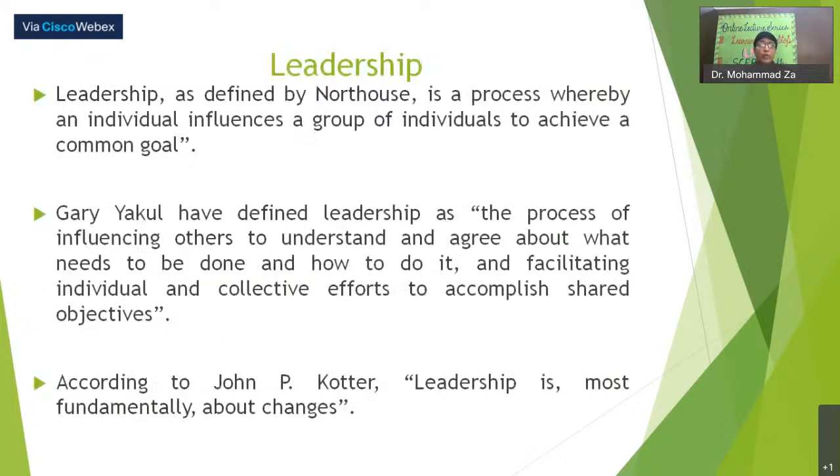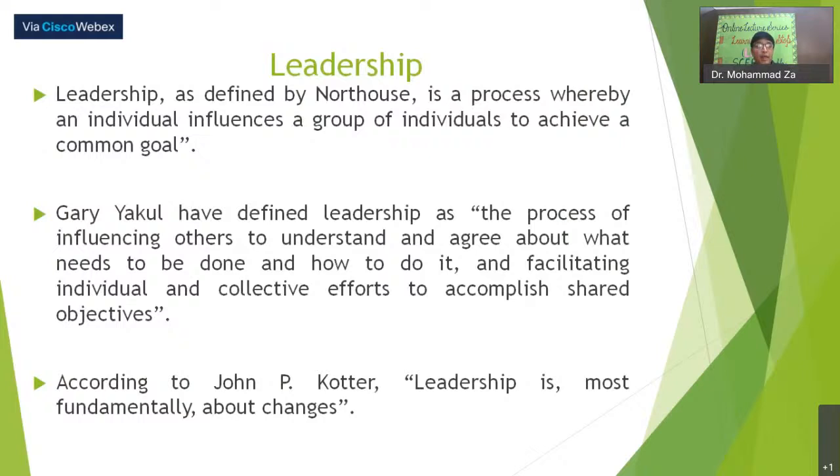Now, in order to understand teacher leadership, let us focus on understanding what leadership is. So, leadership, as defined by Northouse, is a process whereby an individual influences a group of individuals to achieve a common goal. I repeat, leadership as defined by Northouse is a process whereby an individual influences a group of individuals to achieve a common goal. Now, the second definition: Gary Yukl defined leadership as a process of influencing others to understand and agree about what needs to be done and how to do it, and facilitating individual and collective efforts to accomplish shared objectives.